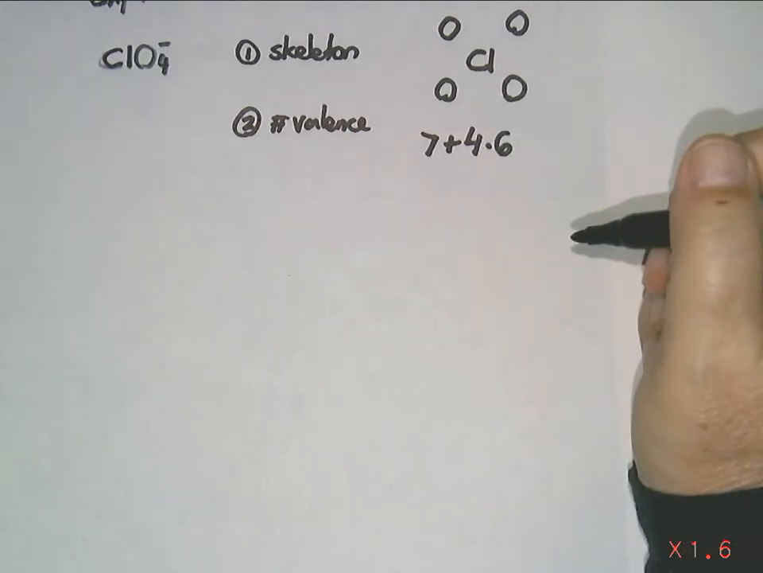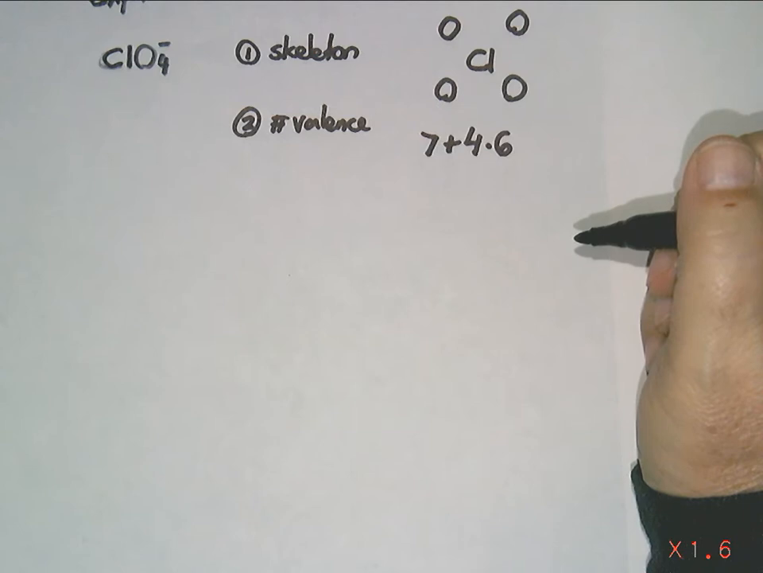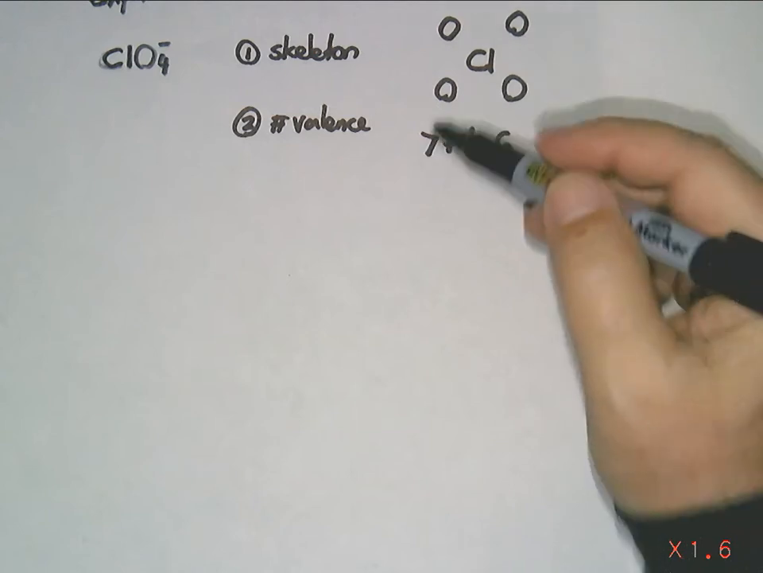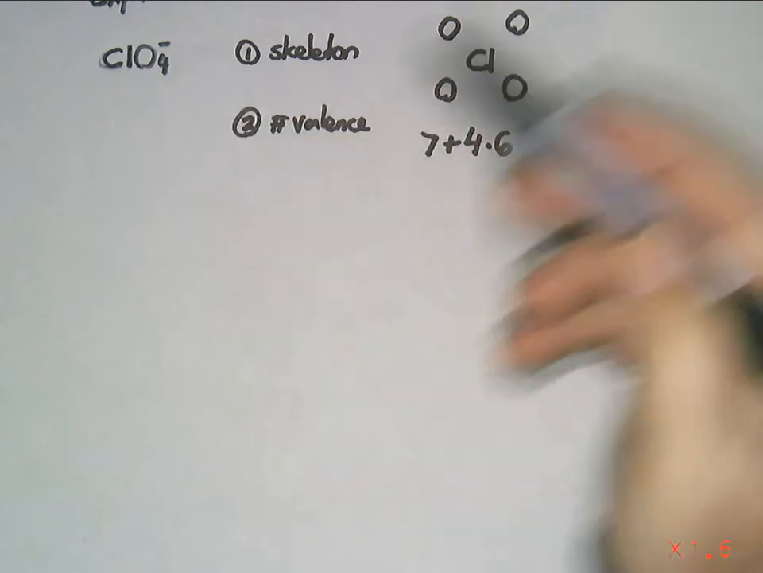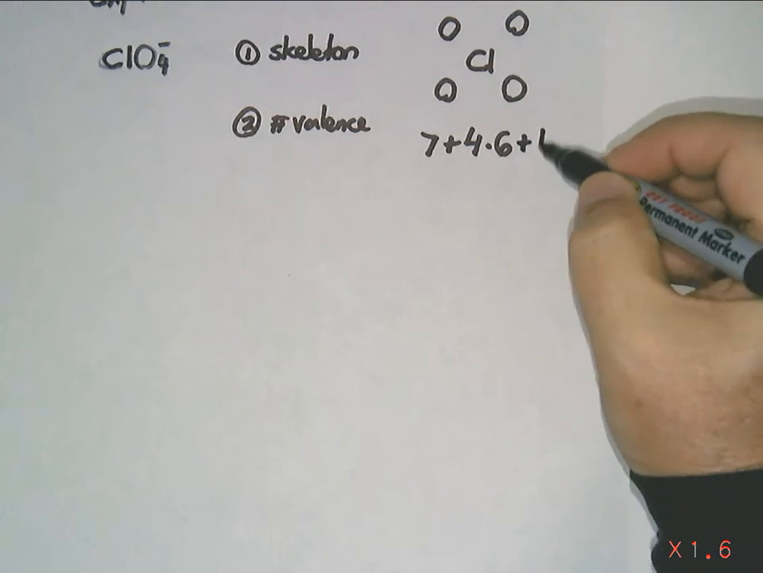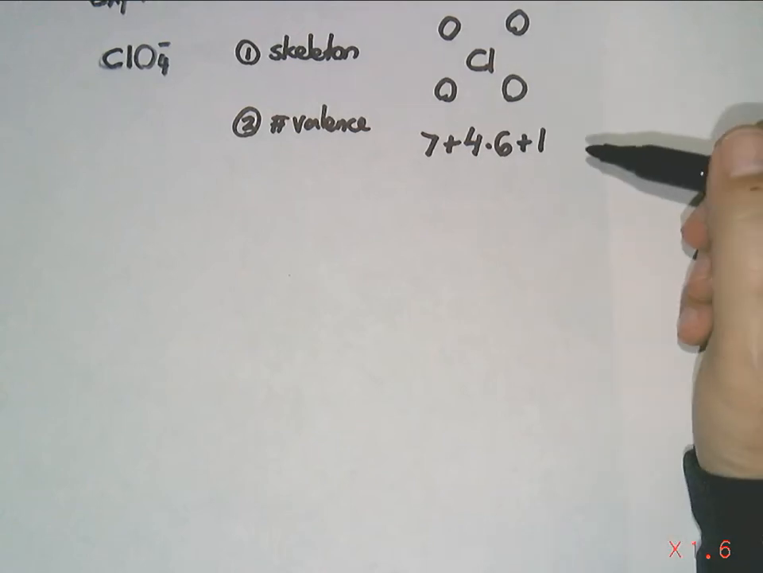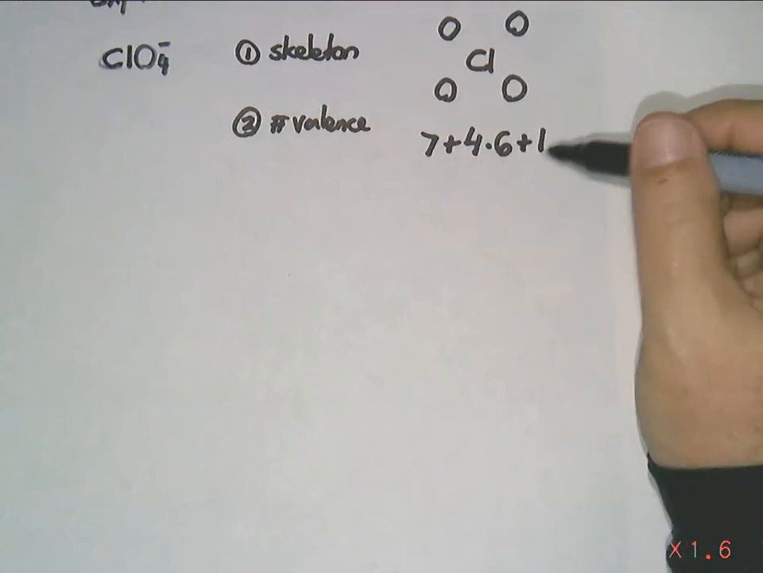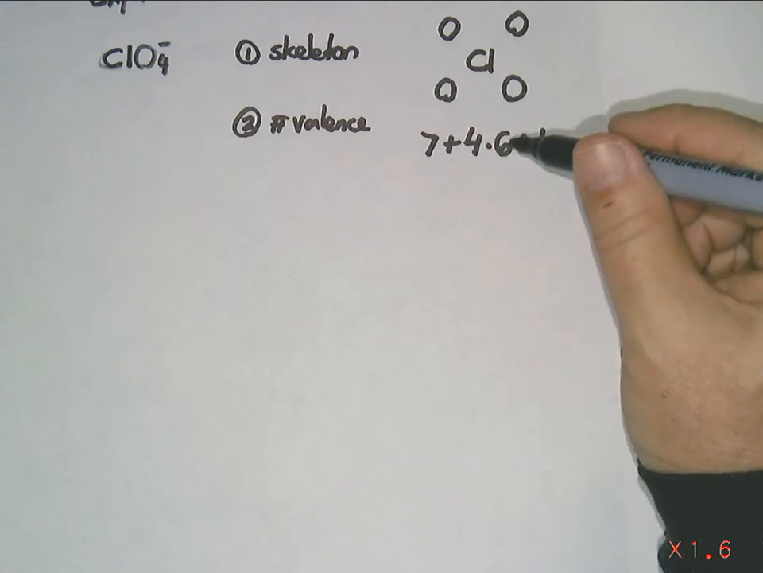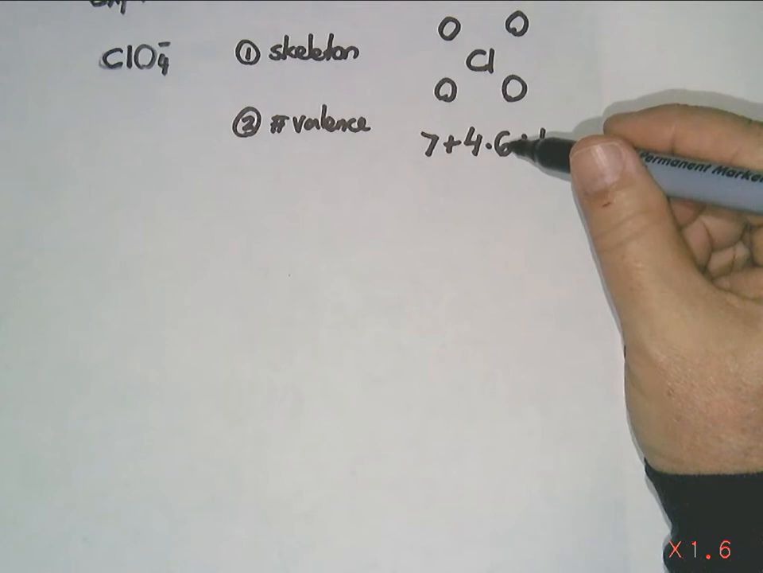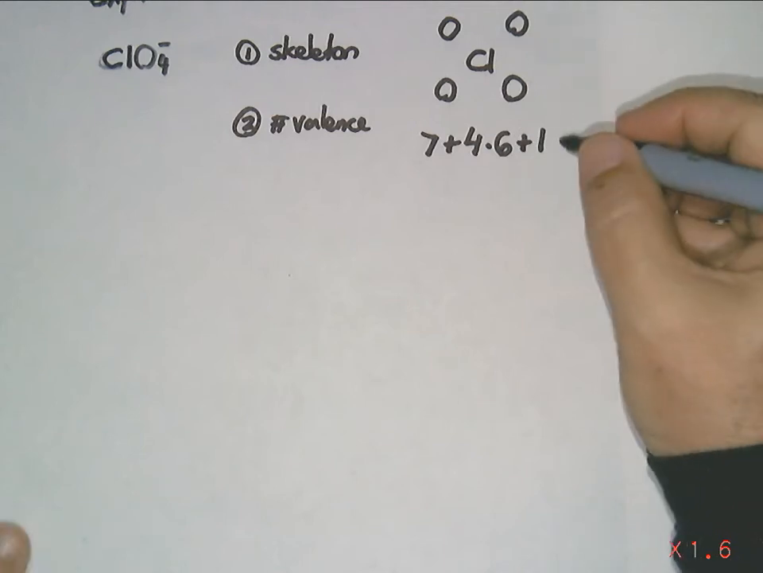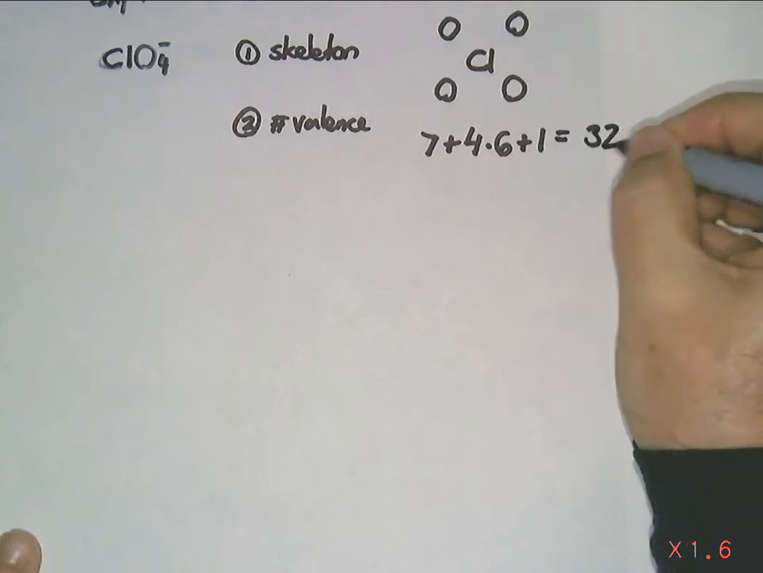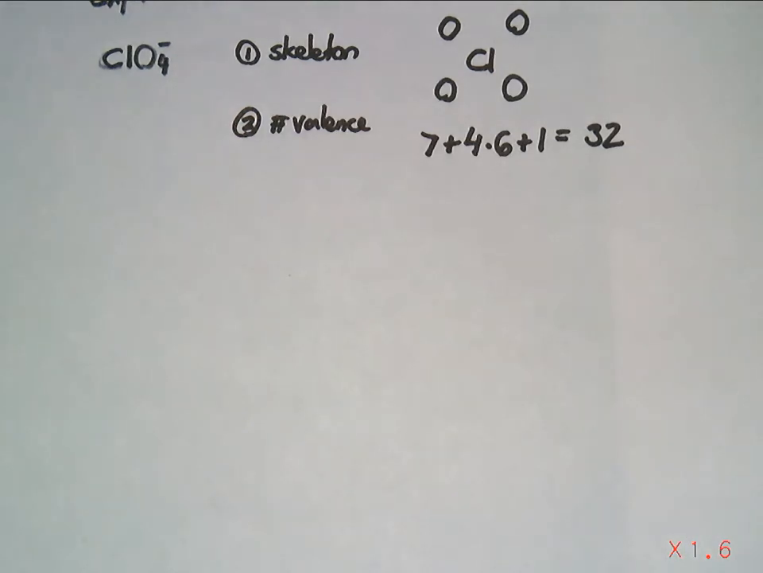Is that all? Is there something I'm forgetting? Yes. I'm forgetting the minus sign that's on this. I have to add an extra electron on for that. So what do I have here? I've got 7 plus 24 is going to give me 31, and then one more is 32. So I have 32 electrons to work with.